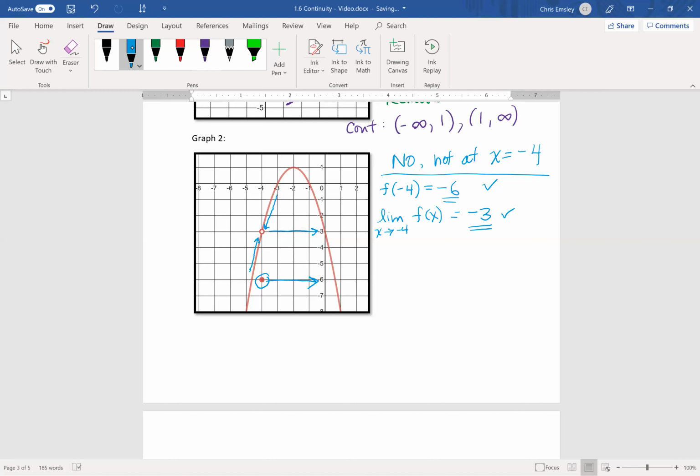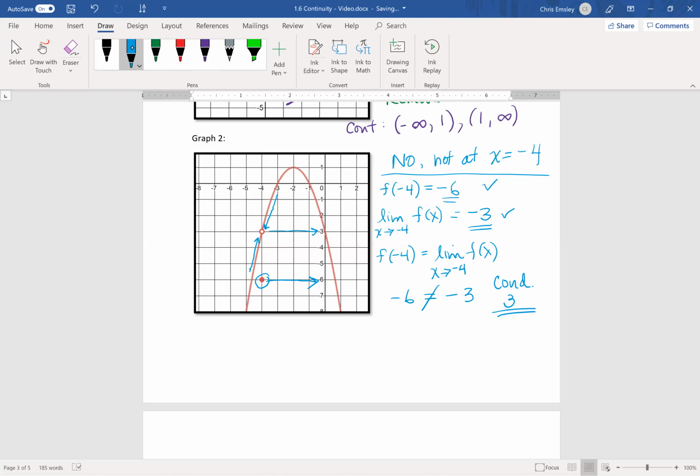Okay, but condition 3, remember, looks at our first 2 results. It says that f of negative 4 has to equal the limit as x approaches negative 4 of f of x. And we already found that f of negative 4 is negative 6. Negative 6 does not equal negative 3, so it's condition 3 that is not met in this case. That's why our function is not continuous. So we have a discontinuity at x equals negative 4.